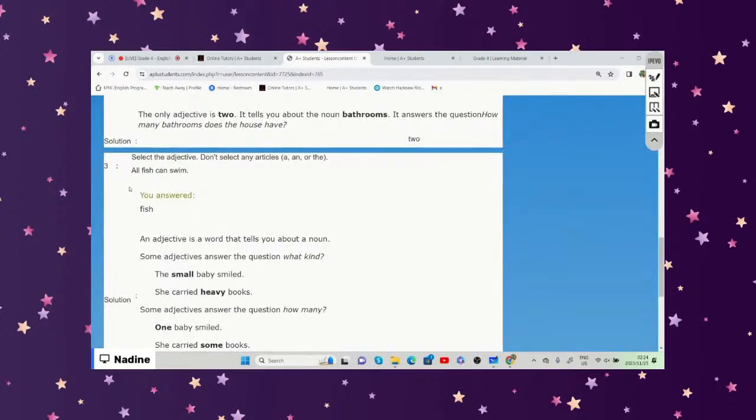And then it says, all fish can swim. So all fish can swim. It's like saying fish can swim. So we need to now identify the adjective. All fish can swim.